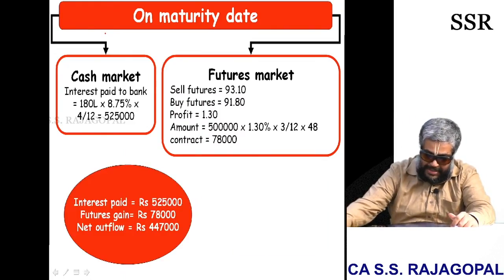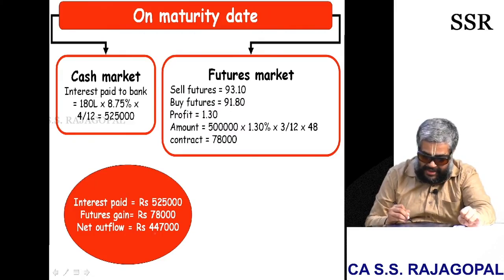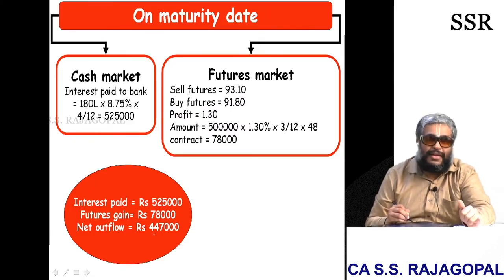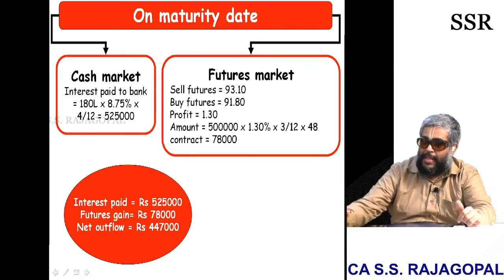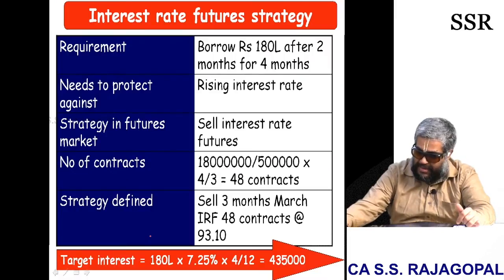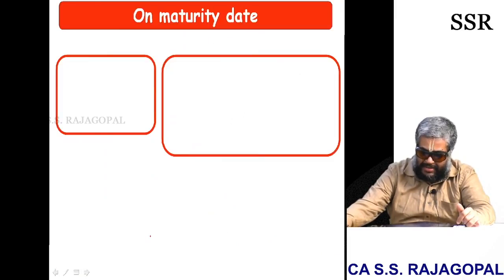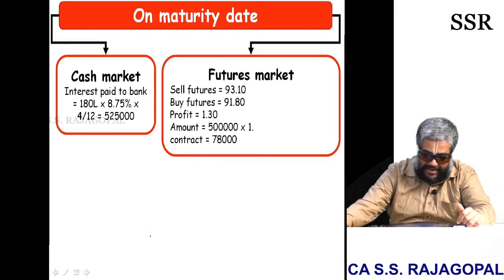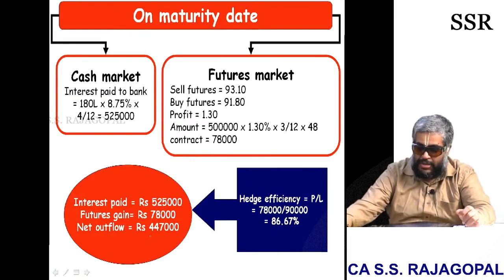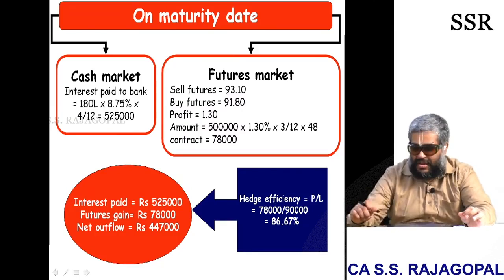Everybody understanding? Interest paid is 5,25,000, futures market gain is 78,000, net outflow is 4,47,000. But how much did I want to pay? My target interest is 4,35,000, but I ended up paying a little bit extra, that is 4,47,000. Not an issue. Hedge efficiency is gain or loss. Futures market gain is 78,000, cash market loss is what?